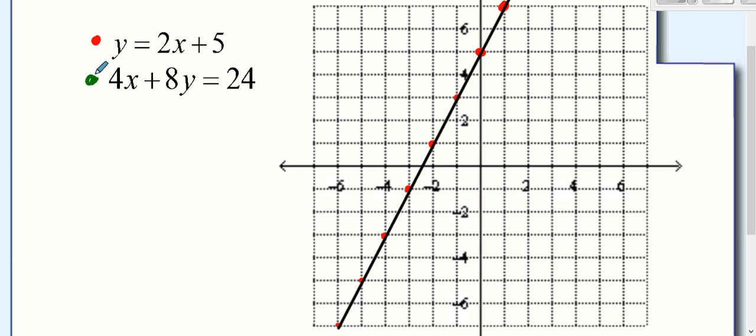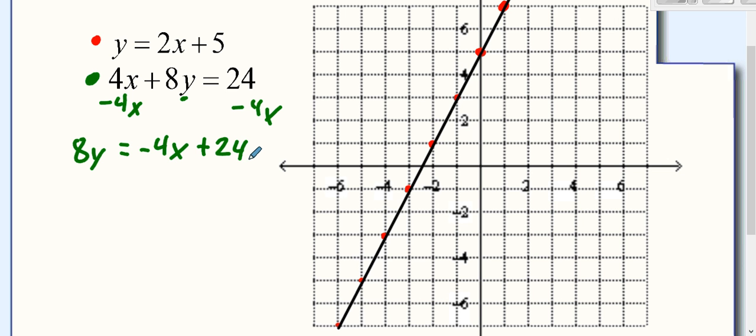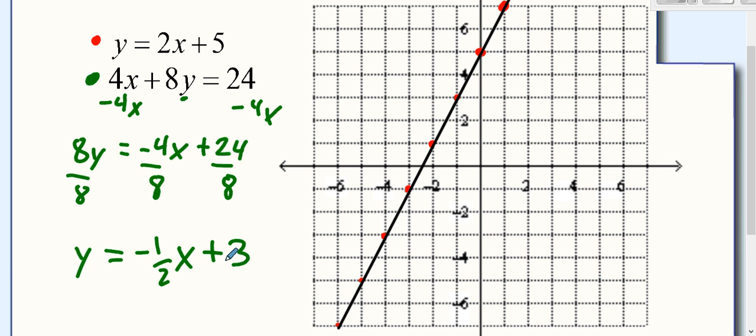A similar process with the second one, but we need to first make that be slope-intercept form. We're going to solve for y. So that means we subtract 4x. And then to get y by itself, you now divide. Negative 4 divided by 8, you can reduce that to negative 1/2. And then 24 divided by 8 is 3.